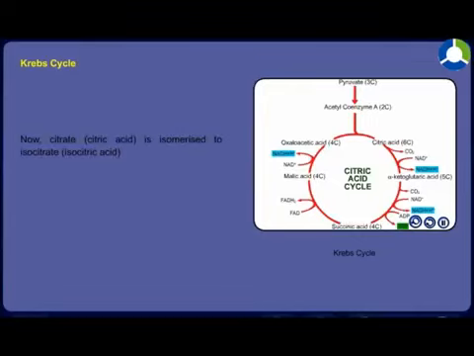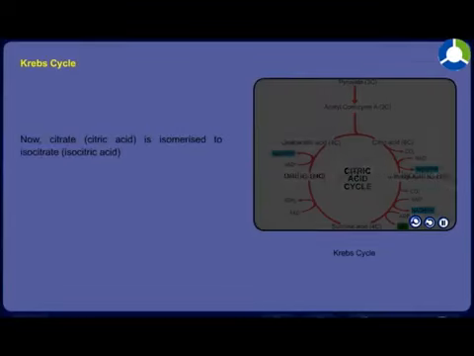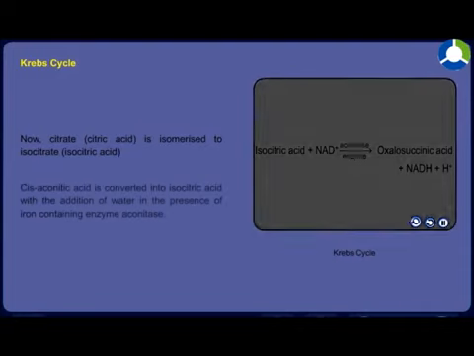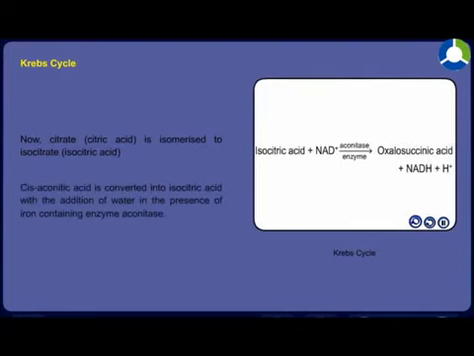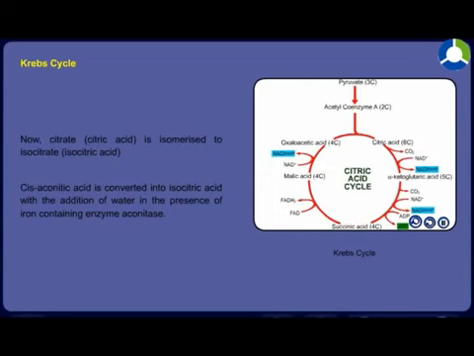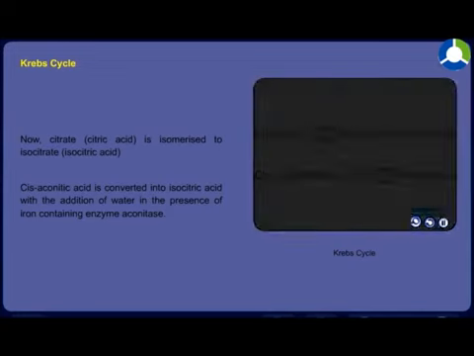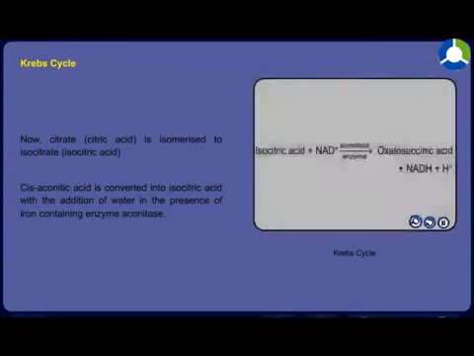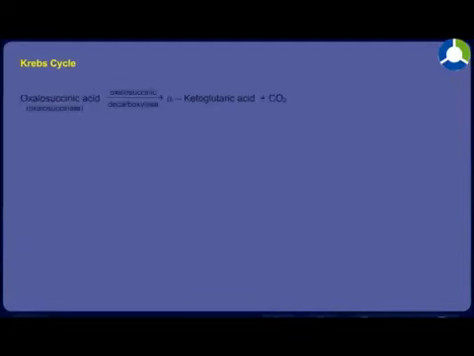Now, citric acid is isomerized to isocitrate, isocitric acid. Cis-aconitic acid is converted into isocitric acid with the addition of water in the presence of iron-containing enzyme aconitase. Oxalosuccinic acid in presence of oxalosuccinic decarboxylase produces alpha-ketoglutaric acid and carbon dioxide.